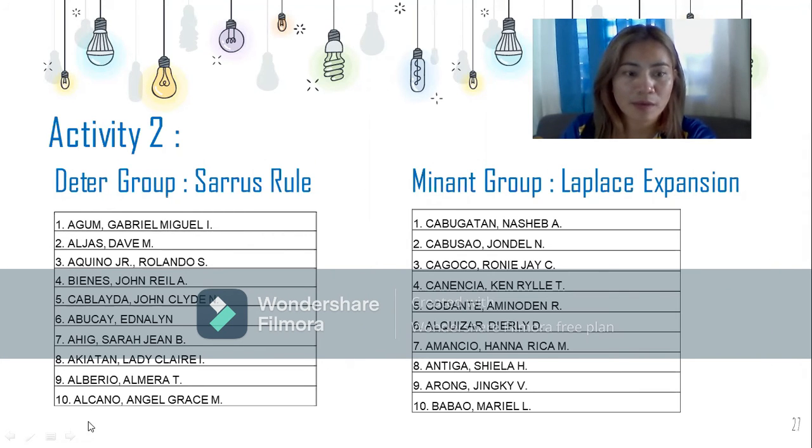Di ba, I numbered you from 1 up to 10. So can you please remember your number? Now, the Ditter group will solve for the determinant of a 3 by 3 matrix using the Sarrus rule. And for the Minant group, you will solve for the determinant of a matrix using the Laplace expansion. Okay, are you ready? You have your pen and paper now? Okay.